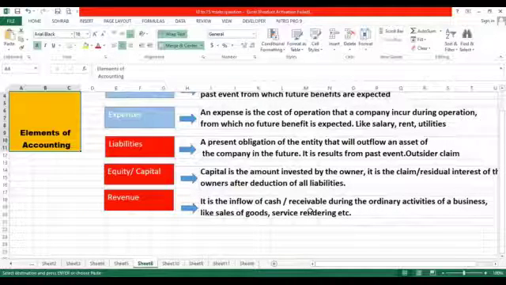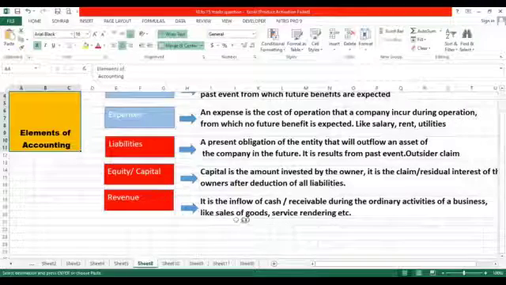What is a receivable? The amount which we will receive in the future, which others owe us, is called receivable. So revenue could be in the form of cash or in the form of receivable, the amount which we will receive in the future.